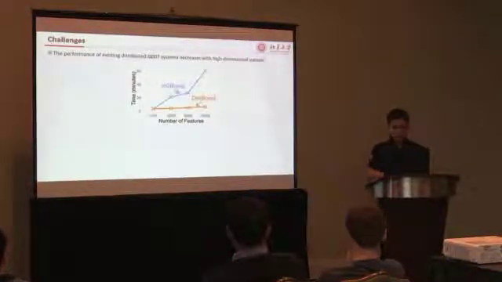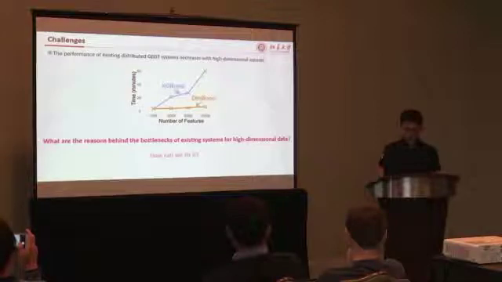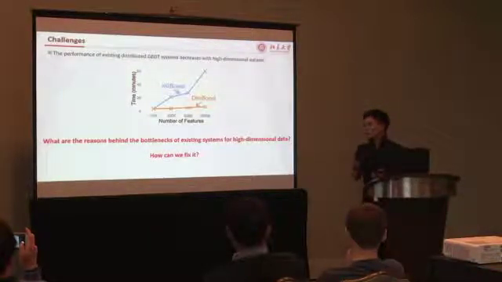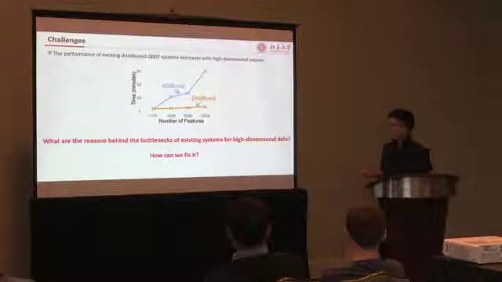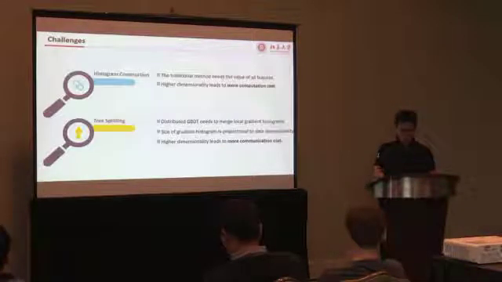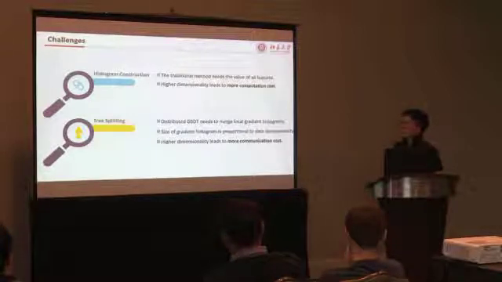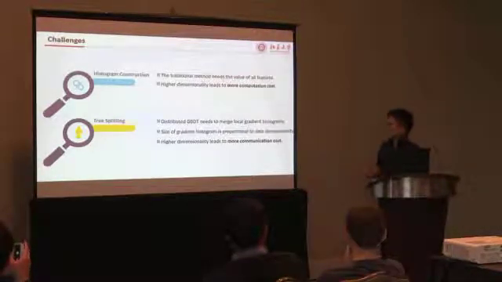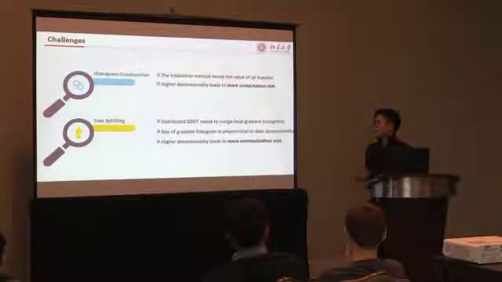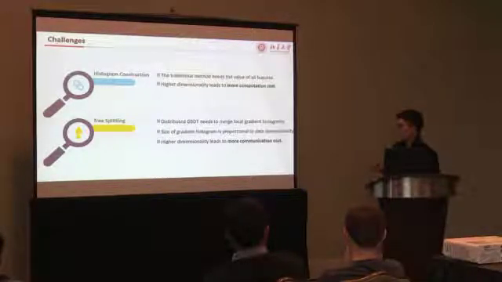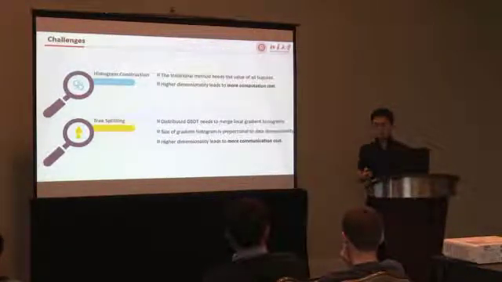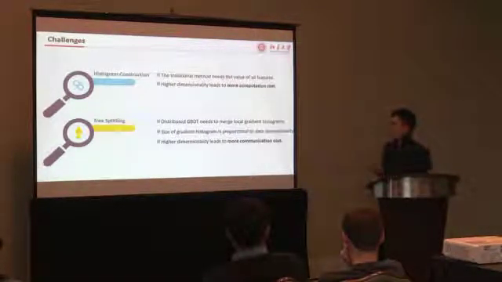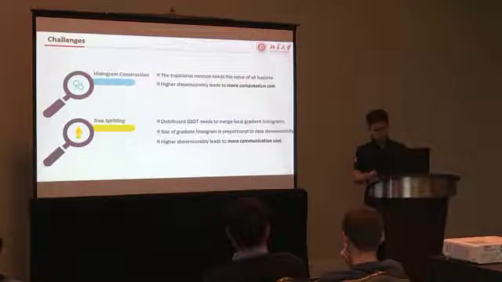We found that the performance of existing distributed GBDT systems decreased with high-dimensional datasets. So we ask the question, what are the reasons behind the bottlenecks of existing systems for high-dimensional data, and how can we fix them? We found that the reasons are twofold. First, in histogram construction, the traditional method needs the values of all features, so high dimensionality leads to more computation cost. In tree splitting, distributed GBDT needs to merge local gradient histograms on workers. Since the size of gradient histogram is proportional to the data dimensionality, higher dimensionality leads to more communication cost.